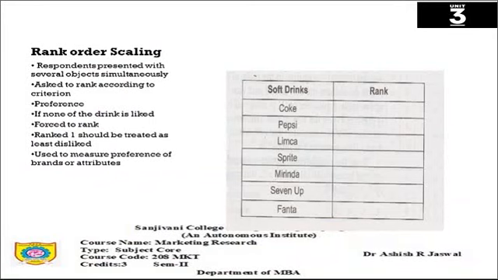Similarly, in the same example, we need to find out the preference of the consumer towards soft drinks. There are 7 brands of soft drinks mentioned. What an individual or respondent needs to do is give the ranking and put it as 1 to 7. If none of the drinks is liked, he will be forced to give a rank. Nothing can be kept unaddressed. You need to mention a ranking for all the brands. This is used to measure performance. That is what we need to put across.